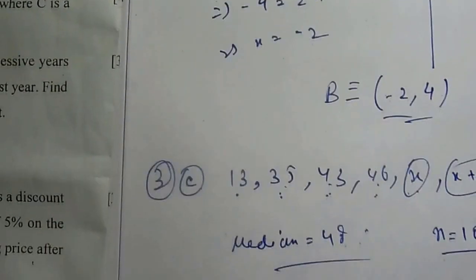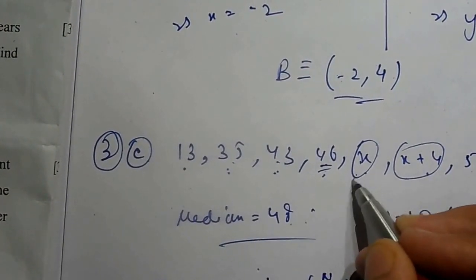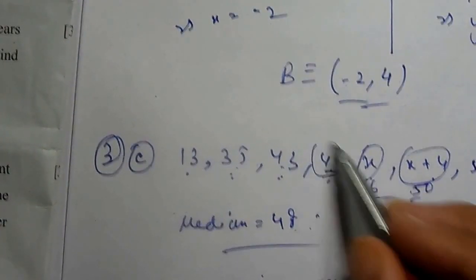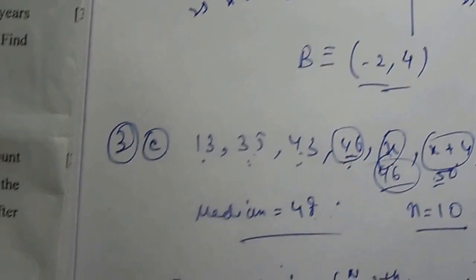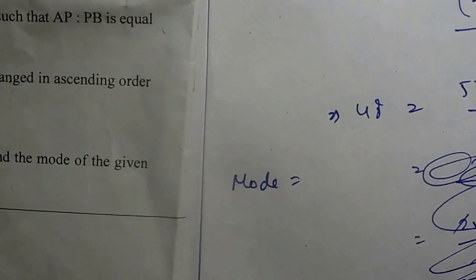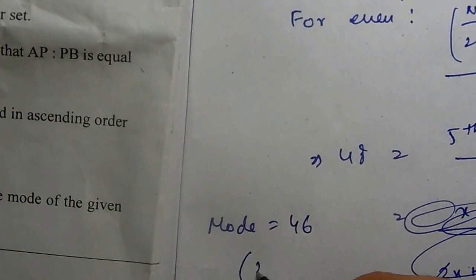Now if you look at the series of observations, here we have 46. Now we get a 46 over here. This will be equal to 50. So we have two 46s. Okay, so you know what is mode? Mode is nothing but the observation which has the maximum number of appearances. So mode is equal to 46, two appearances.